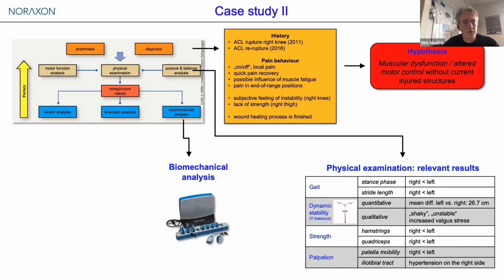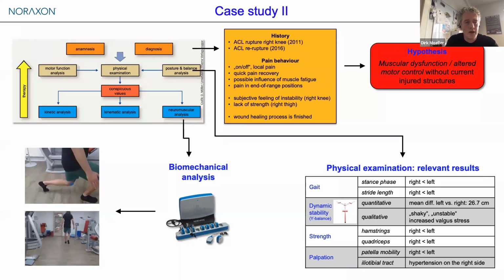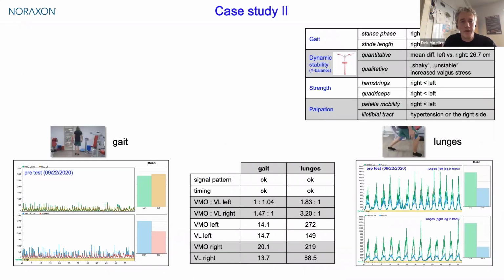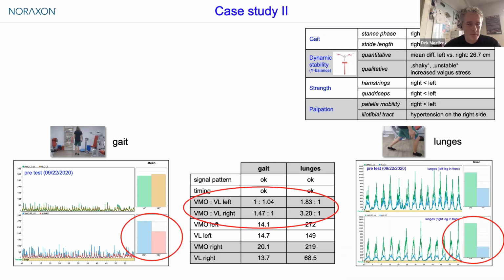This all leads us to the analysis. We use the biomechanical analysis, and we run a gait analysis and the lunges with the EMG. What are the results? In the upper right side, you see the physical examination results. Down, you see the gait and the lunges results. I would focus on the injured knee. What can we see? This is very interesting.